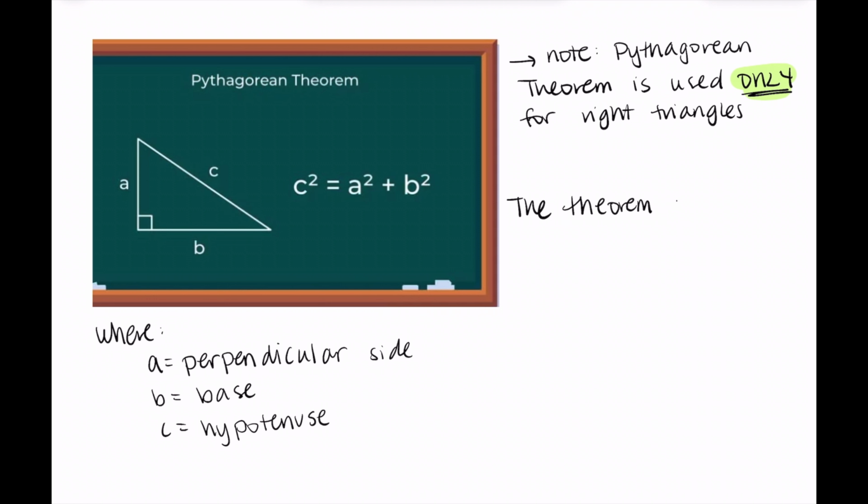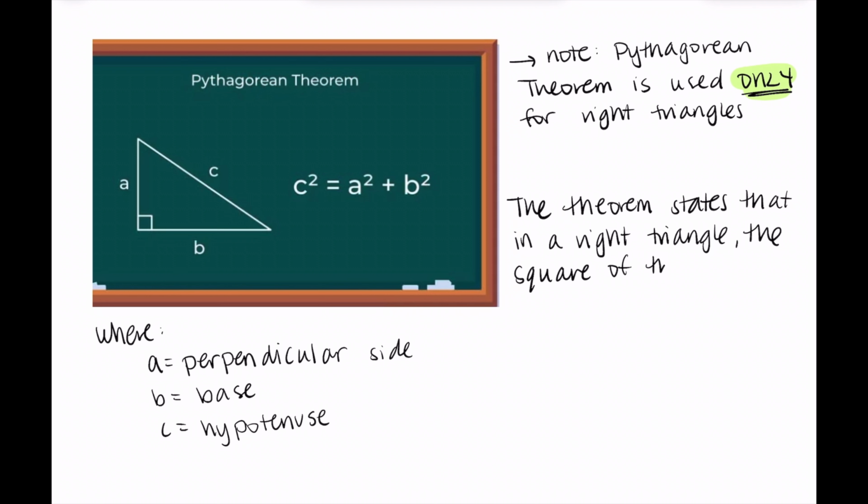Now that we've gone through what it looks like visually, what all the sides represent, and the fact that the Pythagorean theorem is only used for right triangles, now we'll read through the formal definition of the Pythagorean theorem and what it says. So this theorem states that in a right triangle, the square of the length of the hypotenuse equals the sum of the squares of the other two sides.